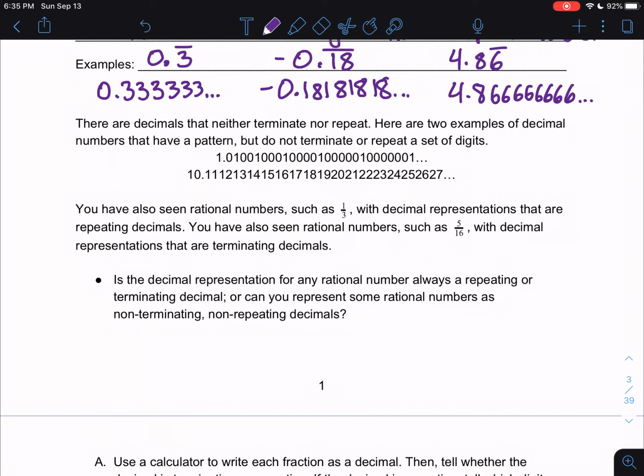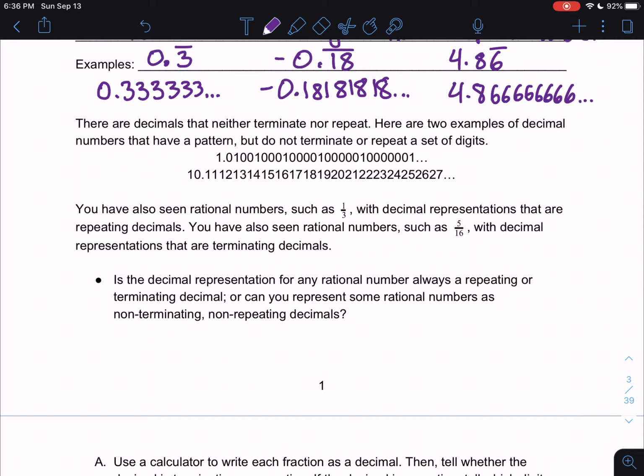So you have also seen rational numbers such as 1/3 with decimal representations that are repeating decimals. You have also seen rational numbers such as 5/16 with decimal representations that are terminating decimals. Okay, so is the decimal representation for any rational number always a repeating or terminating decimal? Or can you represent some rational numbers as non-terminating, non-repeating decimals? So what do you think? Go ahead and give a second and think.